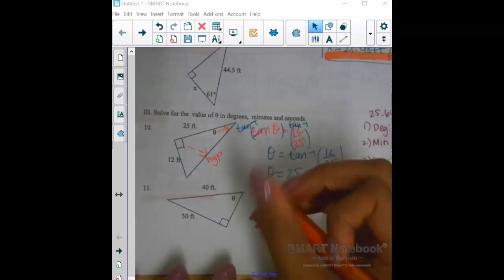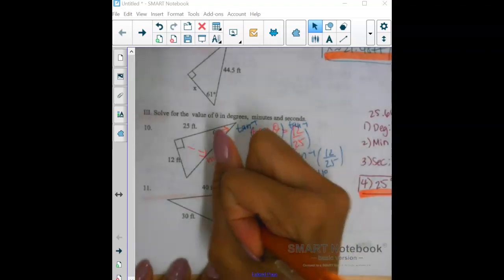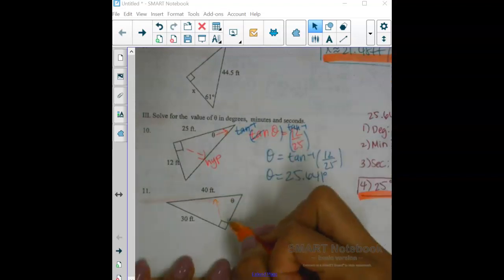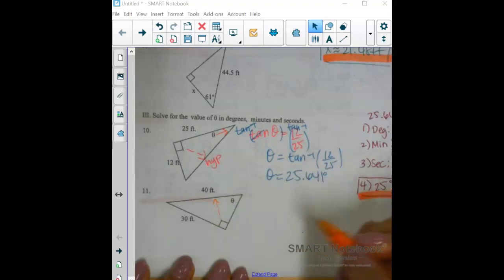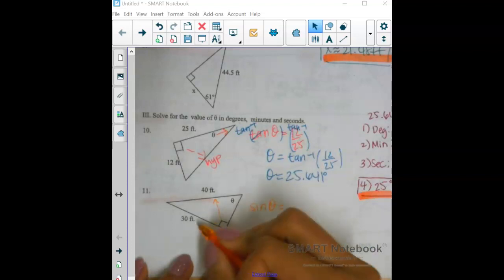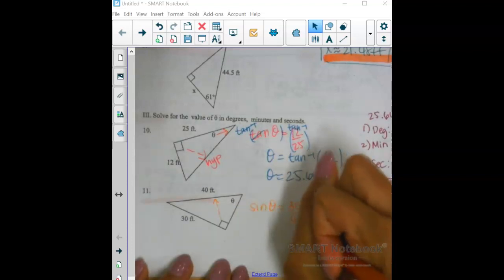So with question 11, first let's identify our hypotenuse. That's right across from your 90-degree angle. So let me think. If I have the hypotenuse and the opposite side across from theta, we're going to have to use sine. So sine of theta will equal opposite over the hypotenuse.